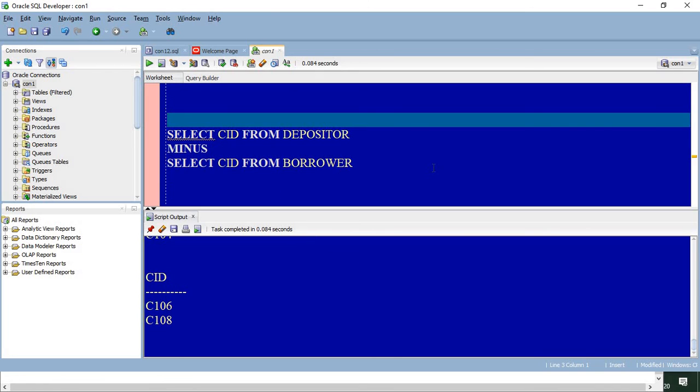So in this way you can implement the 4 set operations in SQL. I hope you have understood the basic concept of the various operations and how we can implement these operations in SQL.